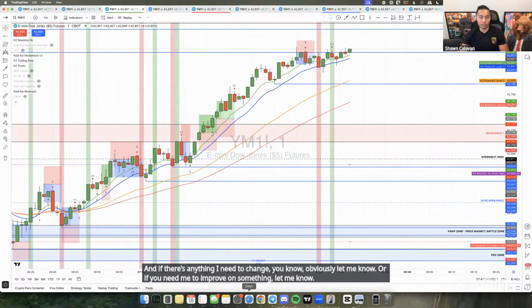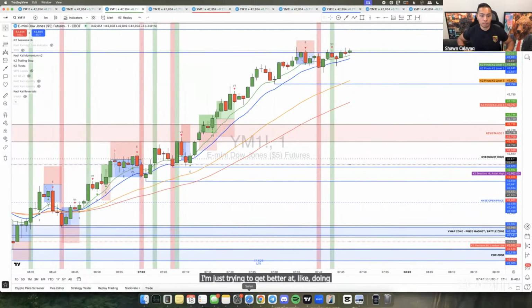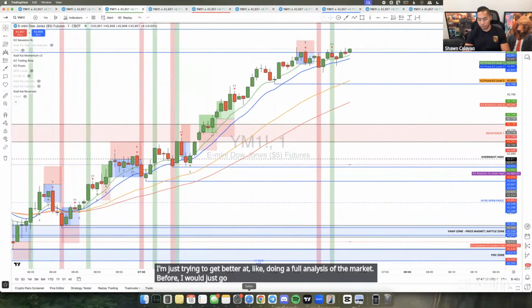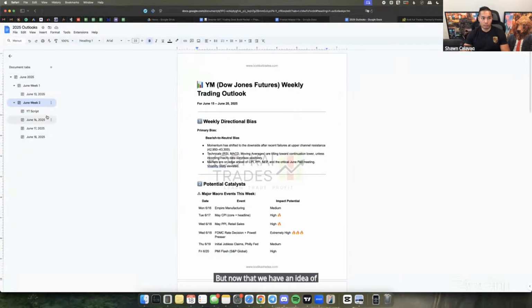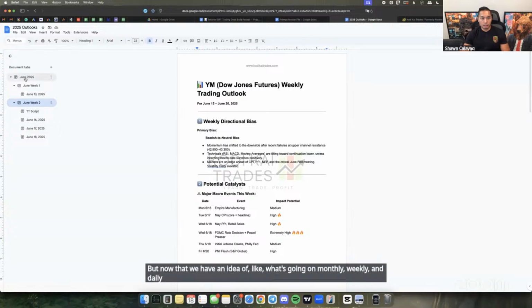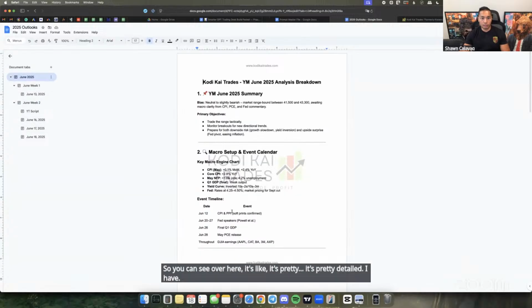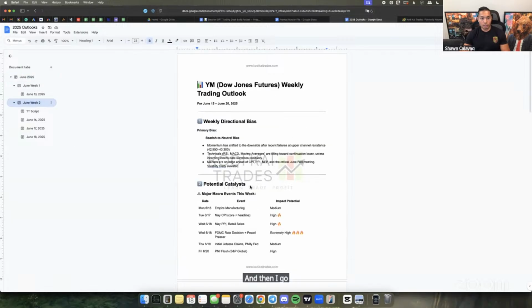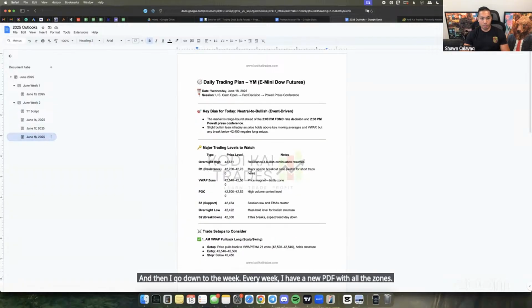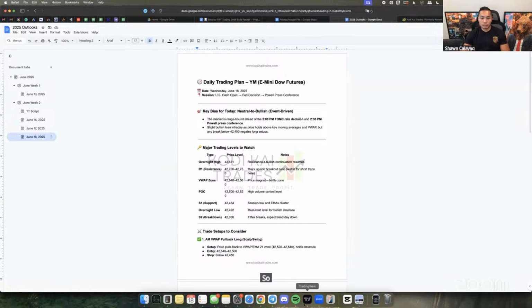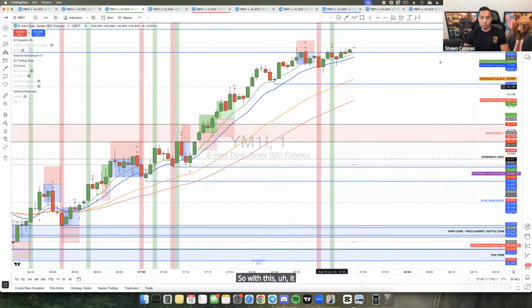I'm just trying to get better at doing a full analysis of the market. Before I would just go on basically whatever technicals were going on. But now that we have an idea of what's going on monthly, weekly, and daily, you can see over here, it's pretty detailed. I have June for the month. I mark up my zones and my levels for June, and then I go down to the week. Every week I have a new PDF with all the zones, and then for the day I mark up my zones here as well. So with this, it helps us really understand where we're aiming for, right?